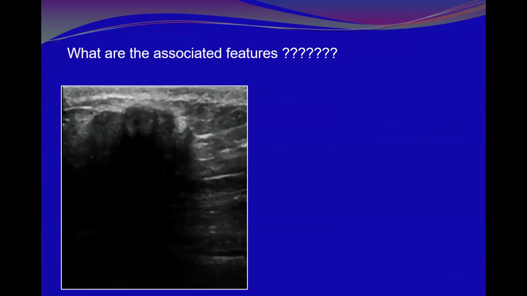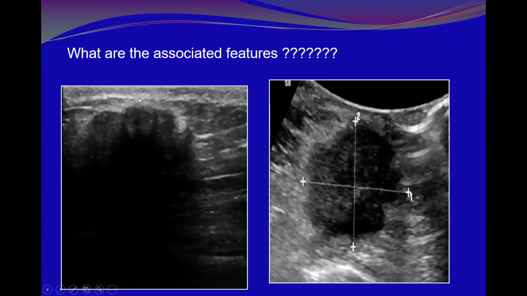What are the associated features here? Skin thickening, tethering, architectural distortion, like what? The echogenic rind and Cooper ligaments. And even here you can see a small area of V-shape skin retraction.